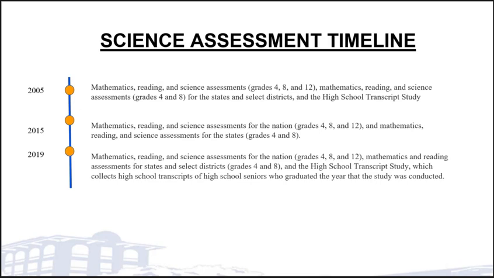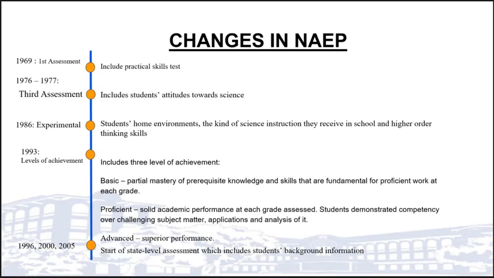A high school transcript study was also included during the recent assessment to survey the curricula being implemented in high schools and the course-taking patterns of students. The study provides information about the types of courses that graduates take, how many credits they earn, their grade point averages, and the relationship between course-taking patterns and graduates' achievement based on their performance on the National Assessment of Educational Progress in 12th grade. To summarize, these are the major changes in NAEP.